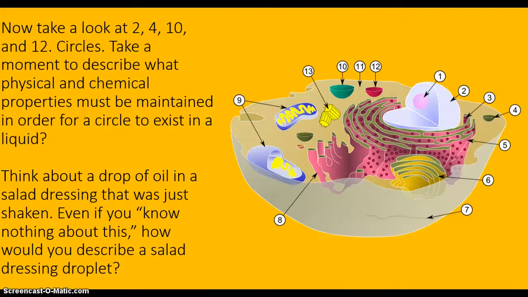Now take a look at 2, 4, 10, and 12. Circles. Take a moment to describe what physical and chemical properties must be maintained in order for a circle to exist in a liquid. Think about a drop of oil in a salad dressing that was just shaken. Even if you, quote, know nothing about this, how would you describe a salad dressing droplet?